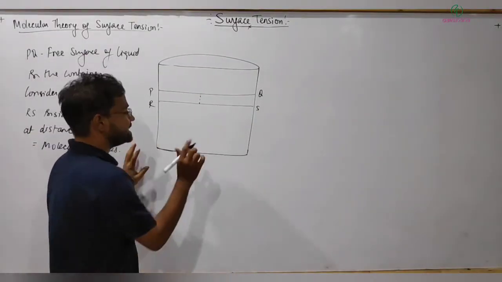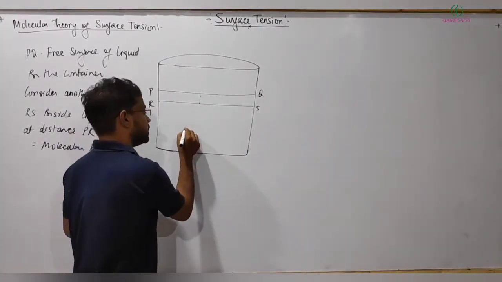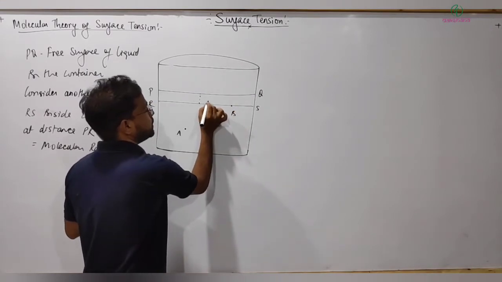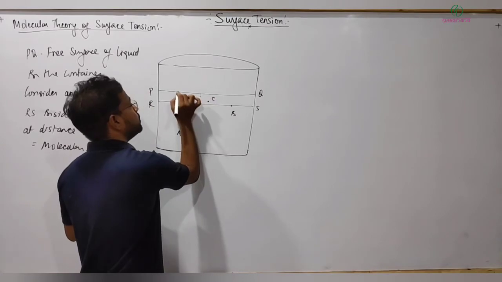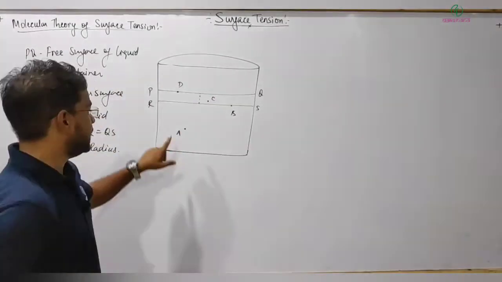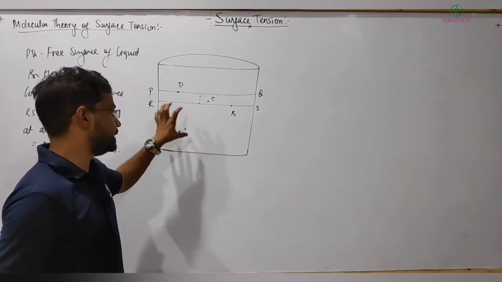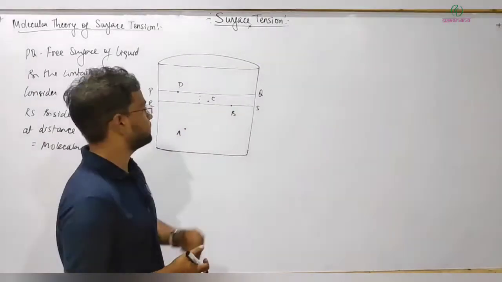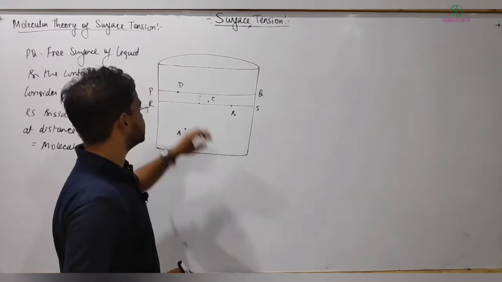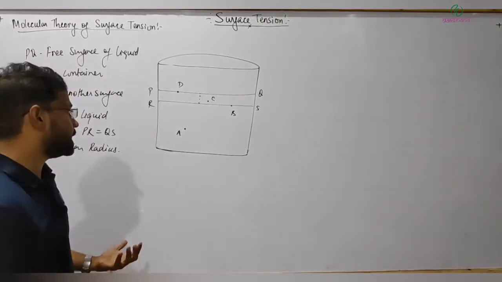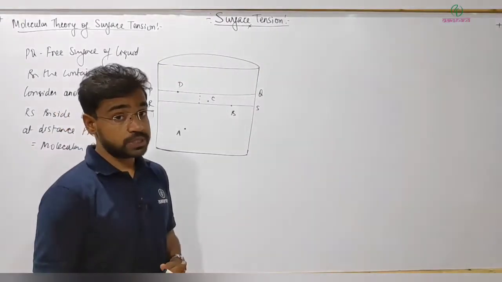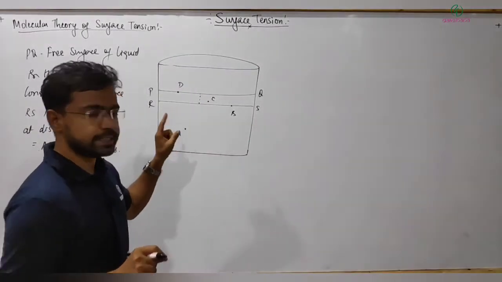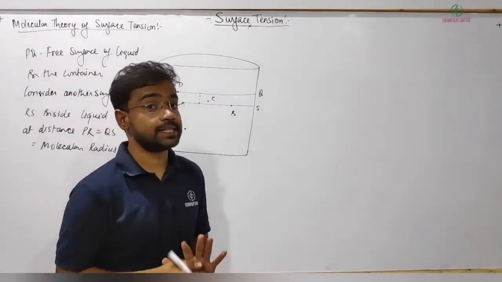It's important. So let's consider now different molecules inside. Let me consider one molecule here, let's say that is A. Another molecule here, B. Another molecule here, C. And one molecule here, D. A molecule, I will consider completely inside the liquid, far down. B is exactly on surface RS. C is somewhere in between. And D is exactly on the free surface. Let me check what are the different forces acting on molecules A, B, C, D. Pay attention. These things are very important to understand surface tension properly.